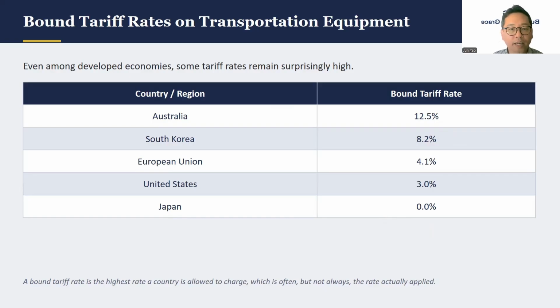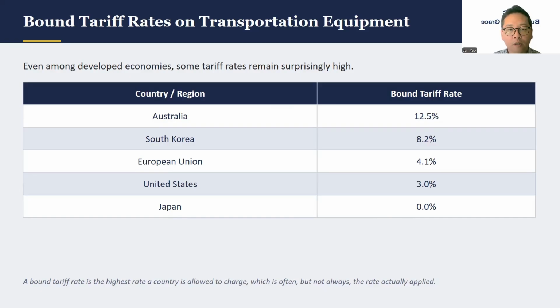Remember that a bound tariff rate is the highest rate a country is legally allowed to charge. This is often the rate that is actually applied, but not always. This table shows us that even among wealthy cooperative trading nations, some product categories still carry noticeably higher protection than others. If you worked for a car parts exporter, this table would matter a great deal to you.